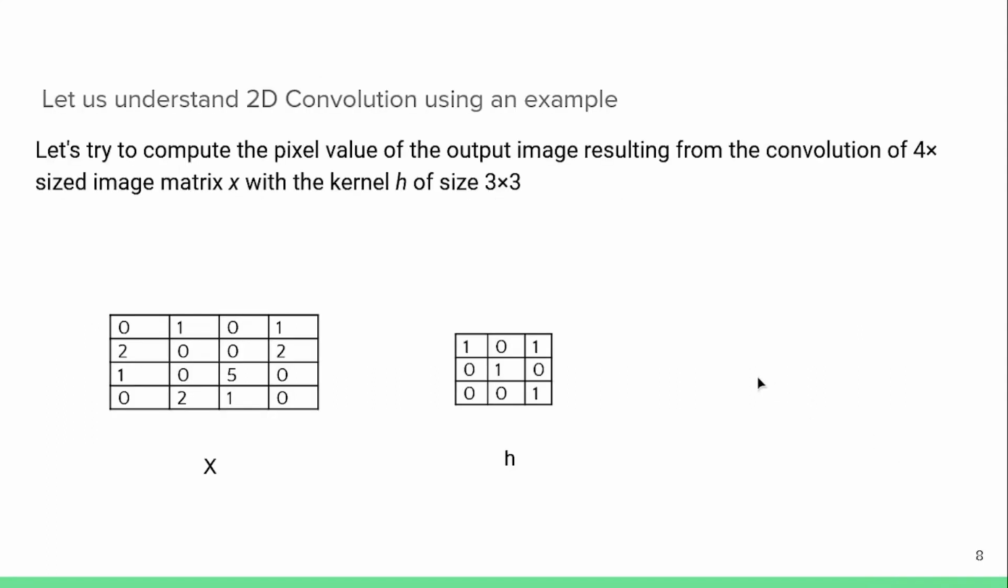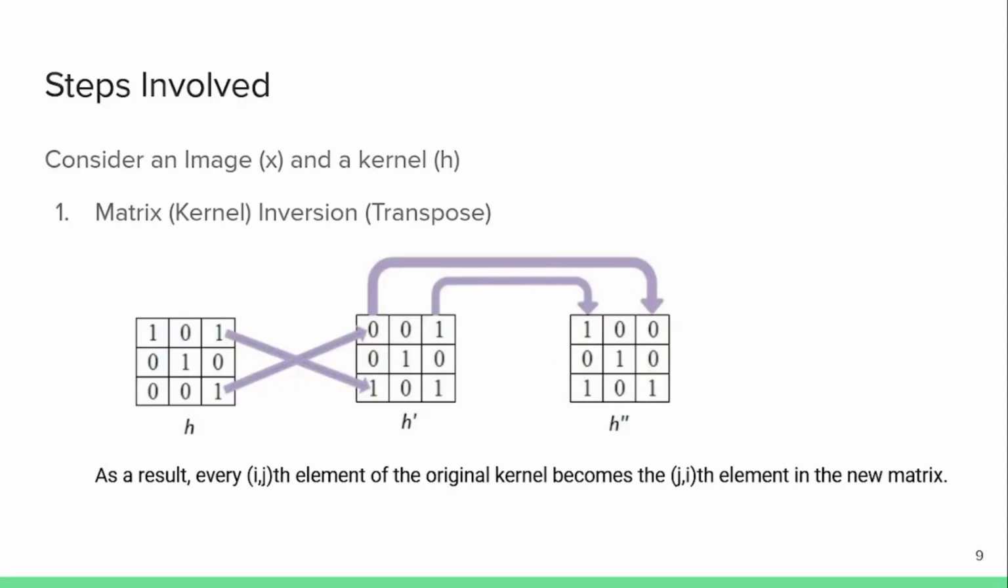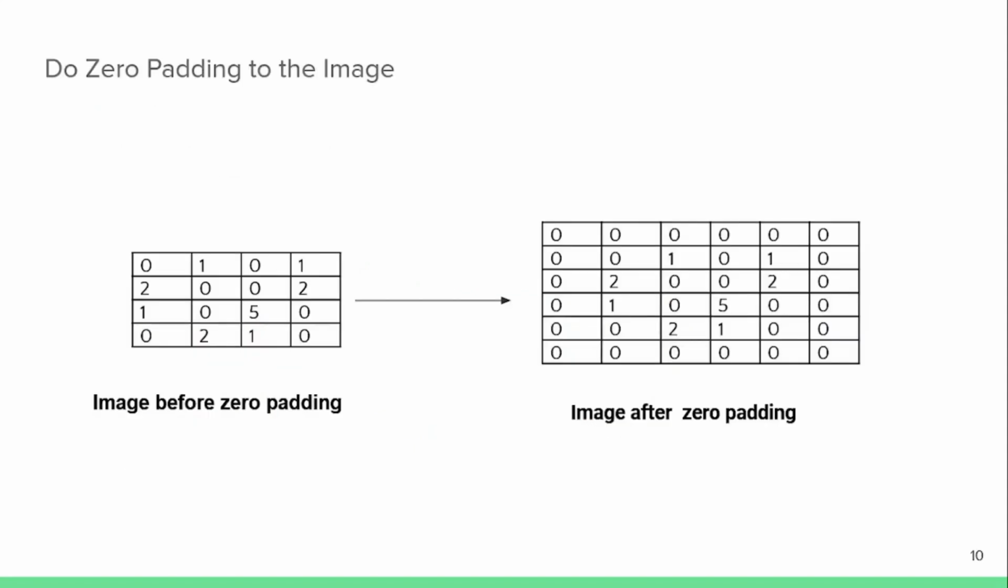Let's understand 2D convolution better with an example. Here we have a 4 into 4 matrix or image and a kernel of size 3 into 3. Proceeding forward, let's understand the steps involved in 2D convolution. First step is kernel inversion, nothing but transpose of a matrix. We will transpose the kernel here. In the next step, we need to do zero padding. When there are no image pixels to overlap the kernel pixel, the operation of adding 0 is known as zero padding.